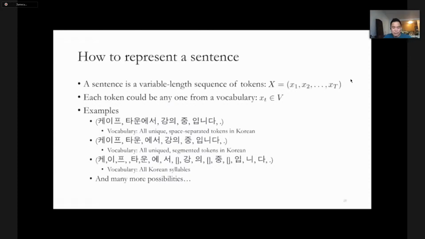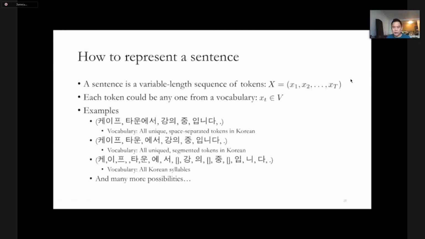I gave you an example here that is written in Korean, so my guess is that almost none of you could read it, but you can see that those three bullet points are different ways to represent the same sentence. The first one is going to be, we're going to simply say that it's a sequence of the blank space separated tokens.